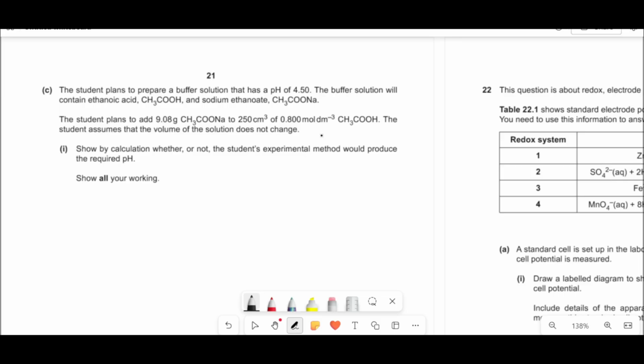The student plans to prepare a buffer solution with this pH. The buffer solution contains this and this. The student plans to add this much sodium ethanoate to 250 centimeters cubed of this ethanoic acid. The student assumes that the volume does not change. Show by calculation whether this experimental method would produce the required pH, and show your working.